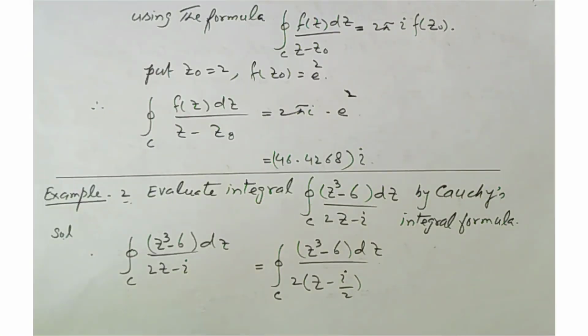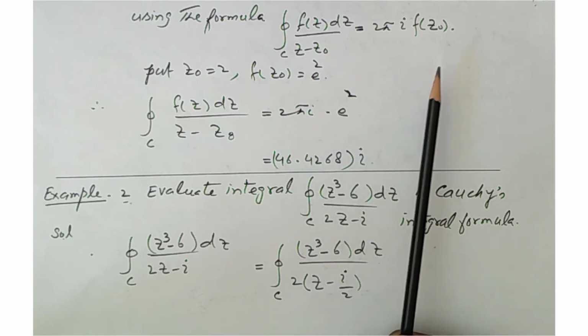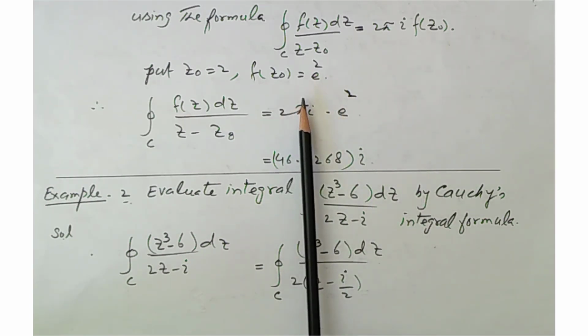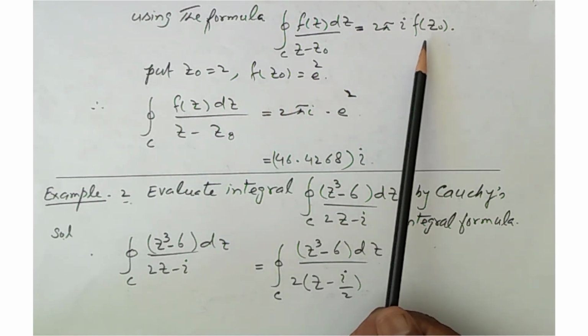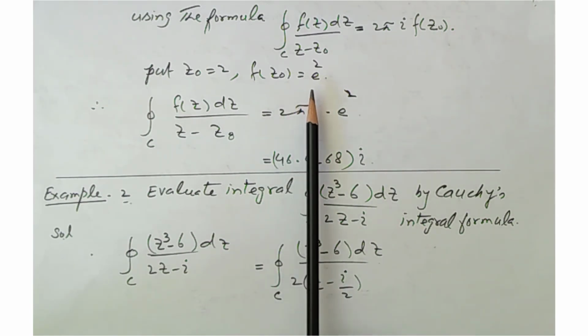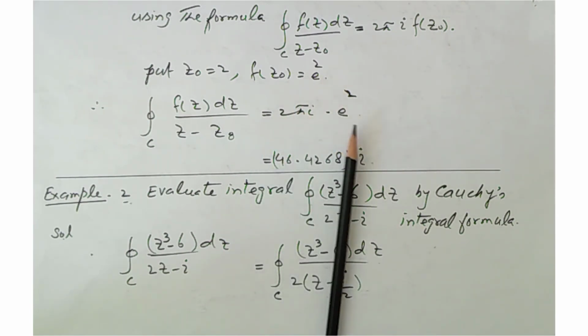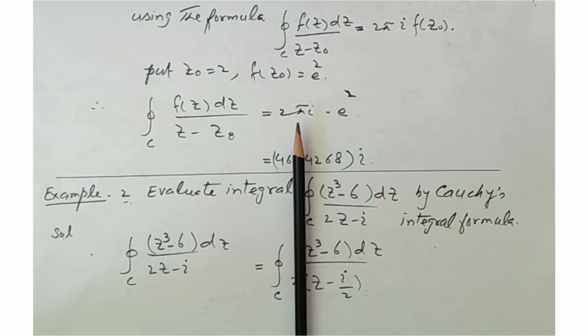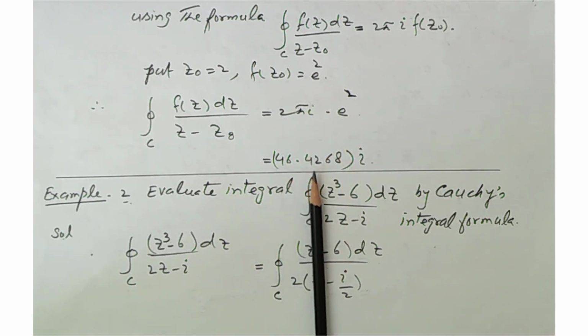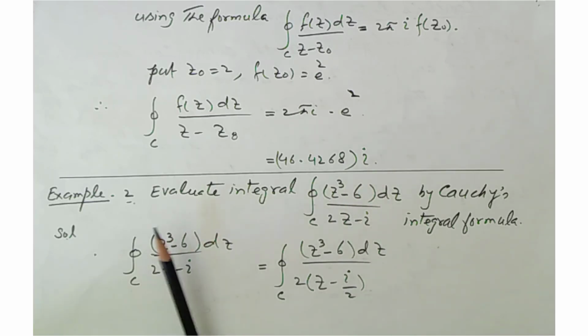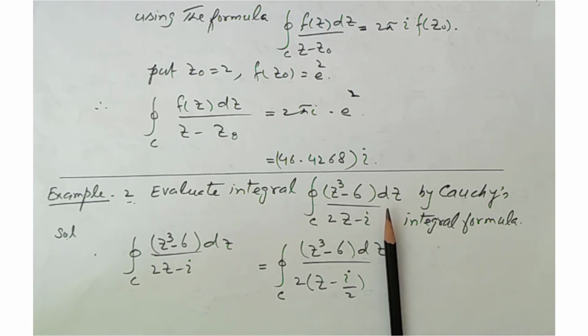Now using the theorem, the integral of f of z over z minus z naught dz is 2 pi i f of z naught. The value of f of z naught is e squared. So we put here the value of f of z naught, which is e squared. This will become 2 pi i e squared. By putting the value of pi and the value of e, and after simplification, this becomes 46.4268 i.